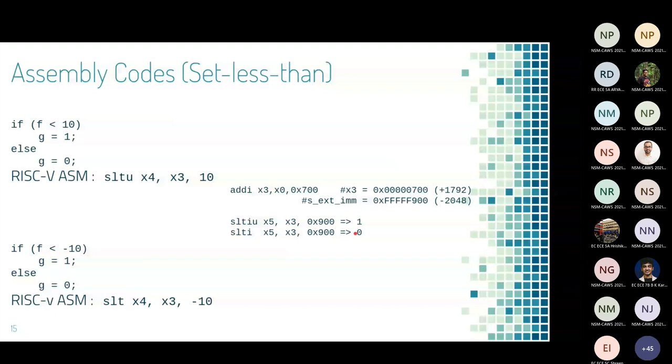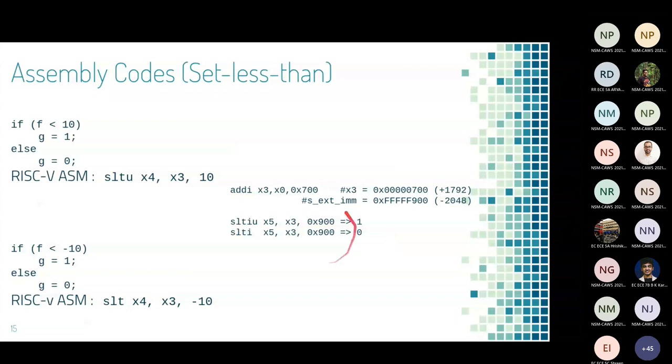Yeah, right. So x3, which is 0x700, and if I compare it as an unsigned number, if I treat this FFFFF900 as an unsigned number, definitely this is larger than 700, right? So I set a value of 1 in x5. But if I treat this as a signed number, then this represents the value minus 2048, which is lower than x3, right? In which case we set a value 0.